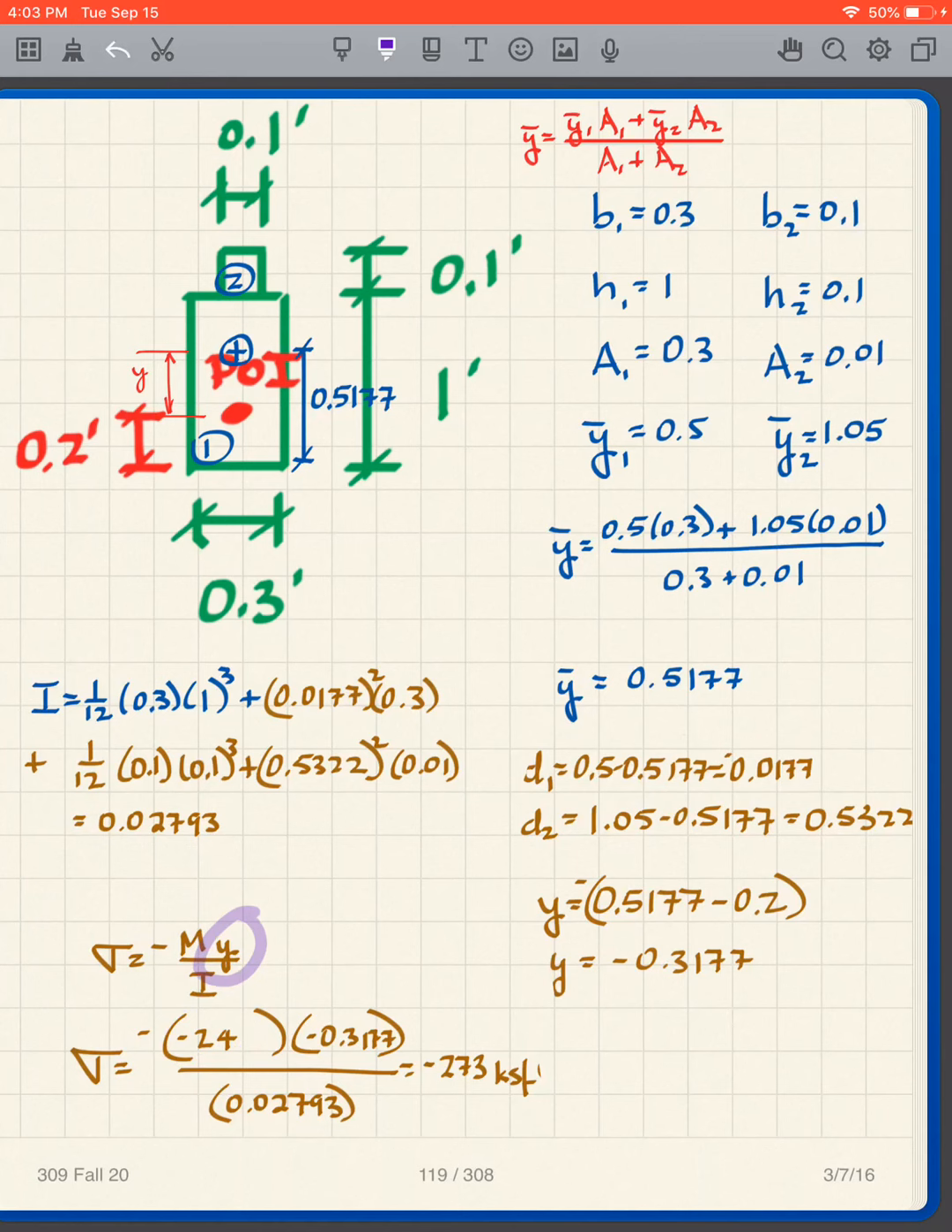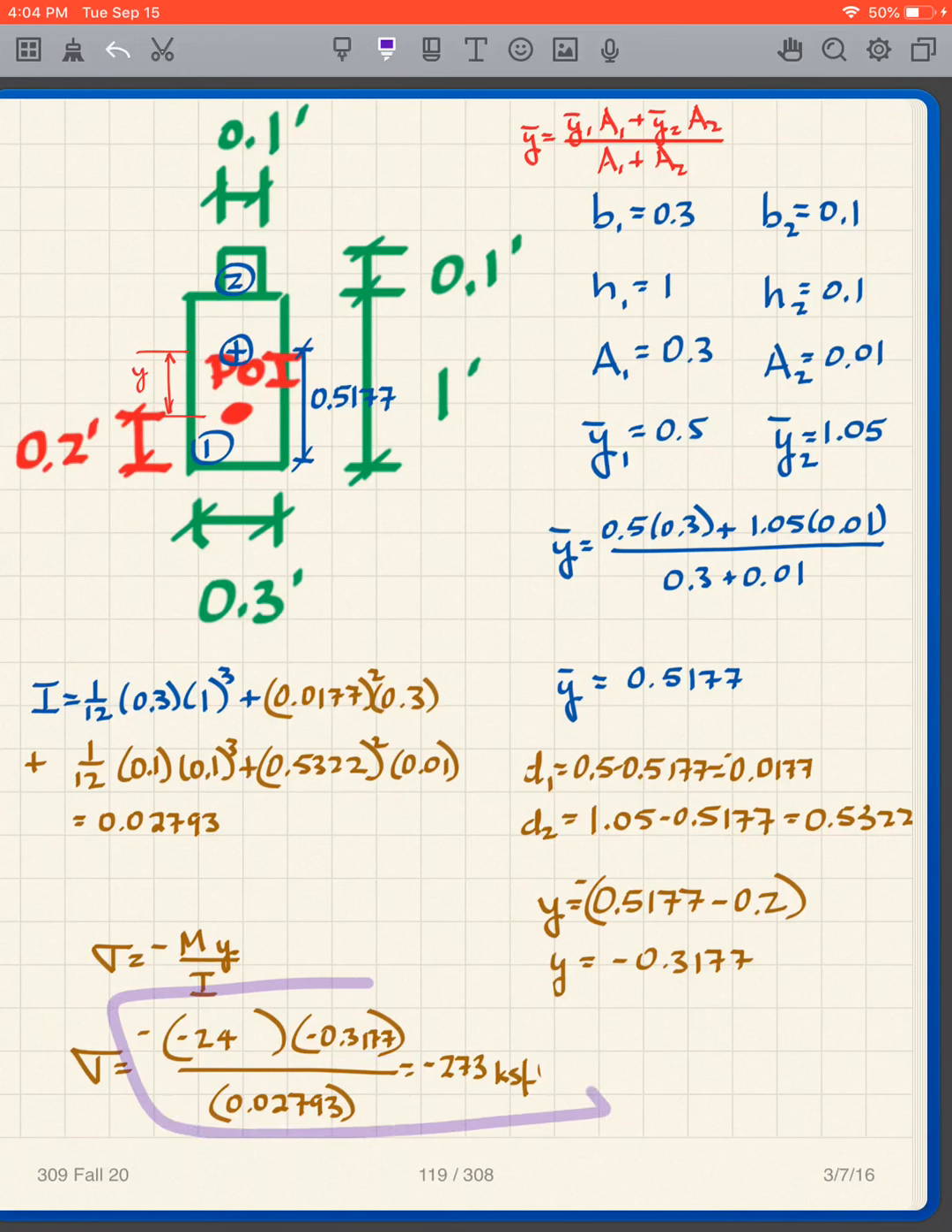And then the y, and like I say, the y is the easiest thing in the world, but people mess it up. Here's my centroid at 0.5177, and then here's my point of interest here. So my y, again, is the distance from the overall centroid to the point of interest. So there's my y. You can figure that one out. It's negative because it's below the centroid, so negative 0.3177. There's the calculation to get it.